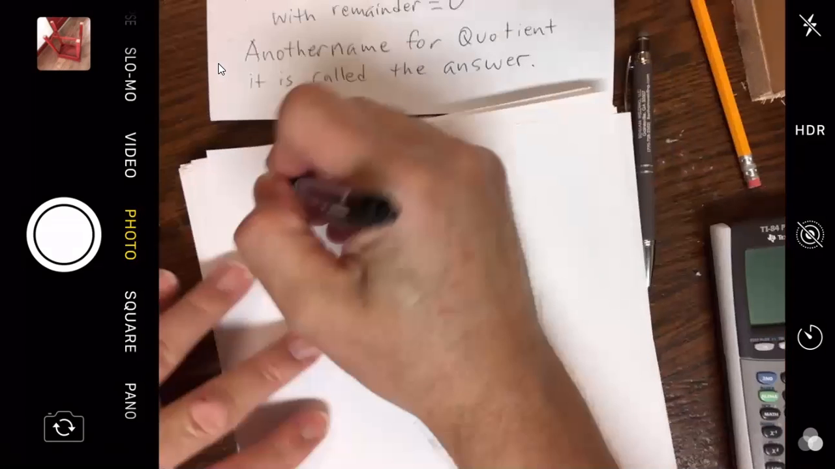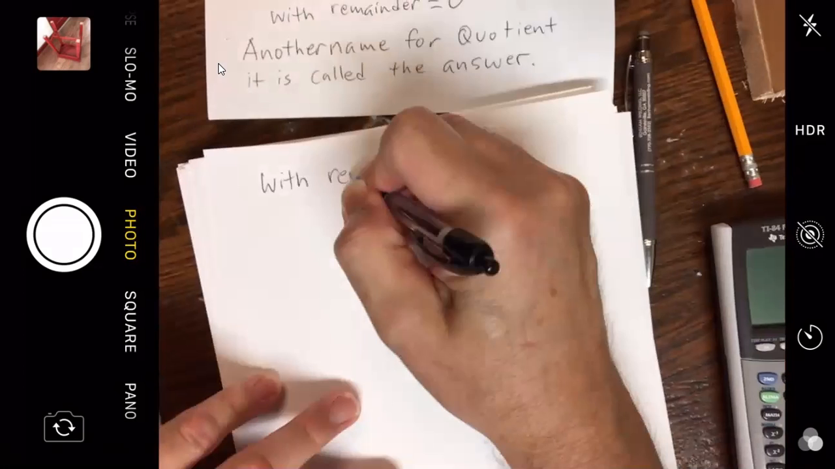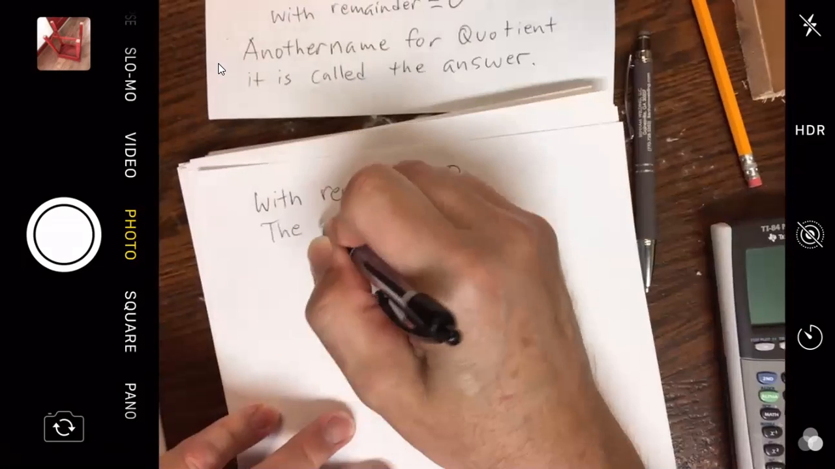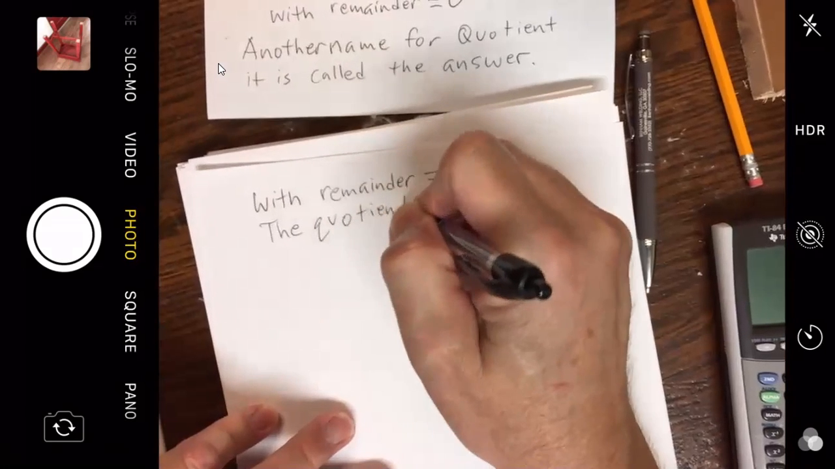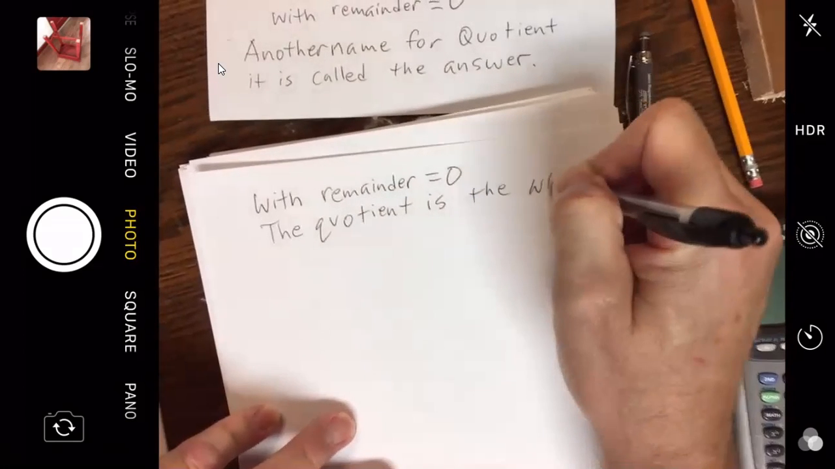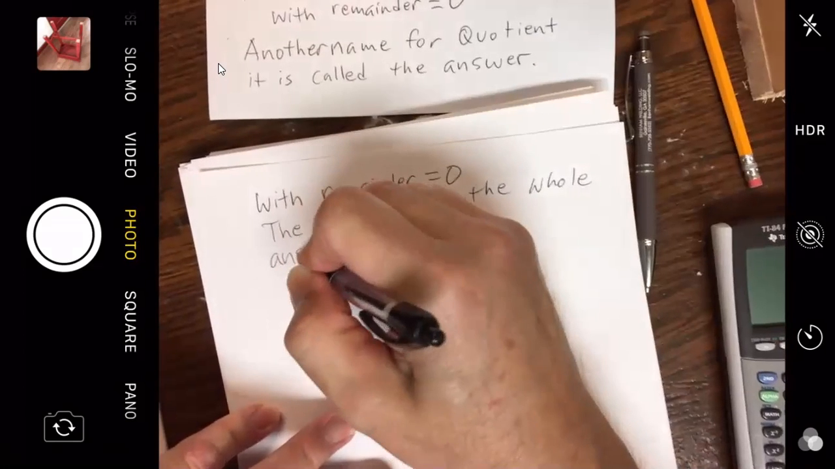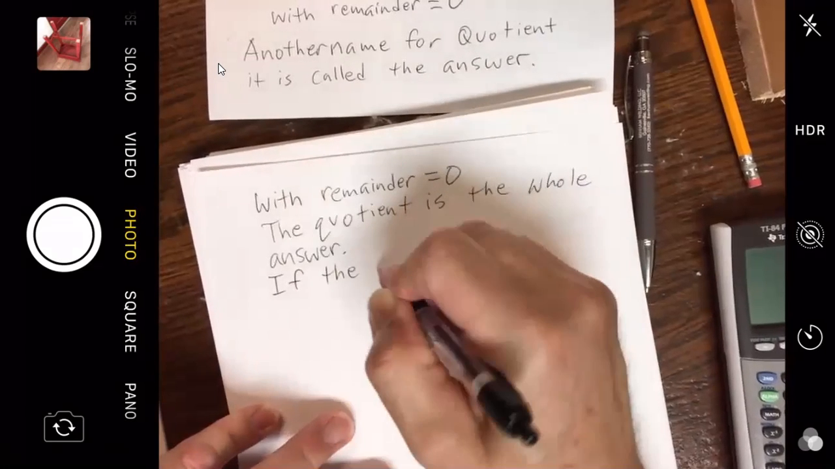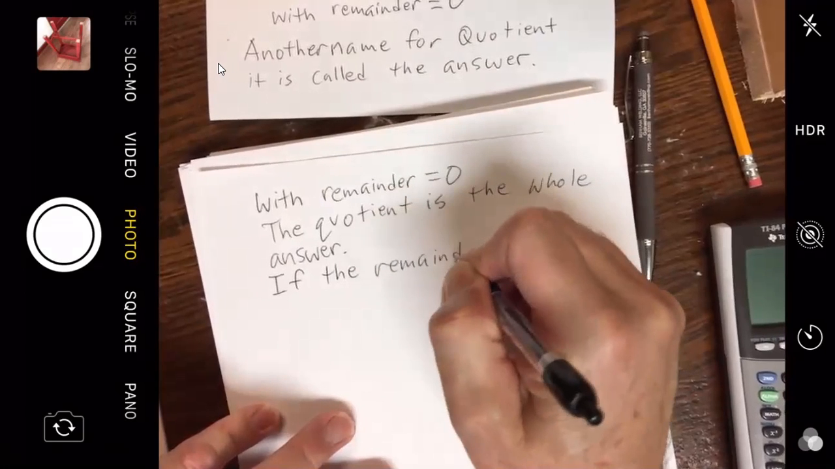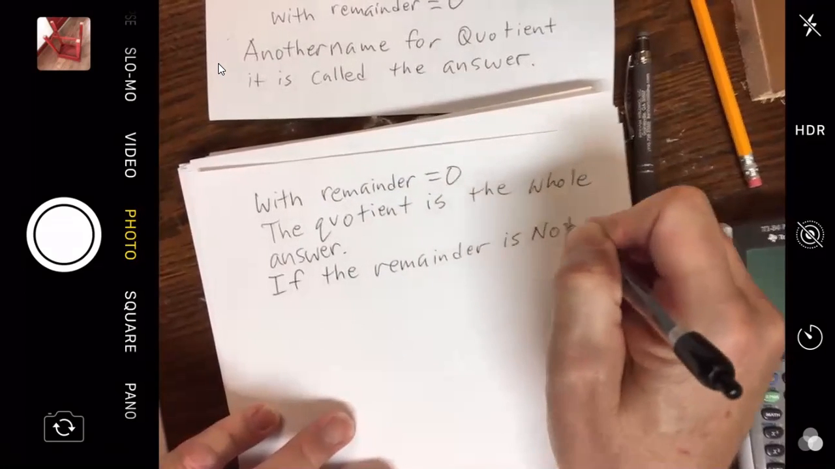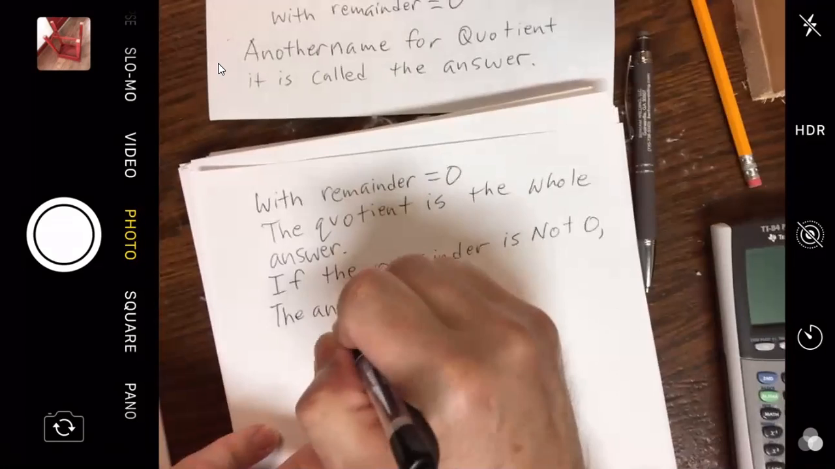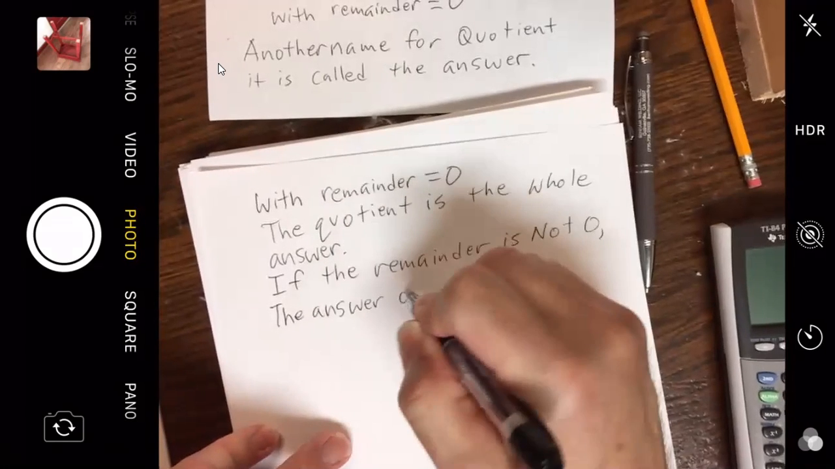If the remainder is not 0, the answer only starts with the quotient.